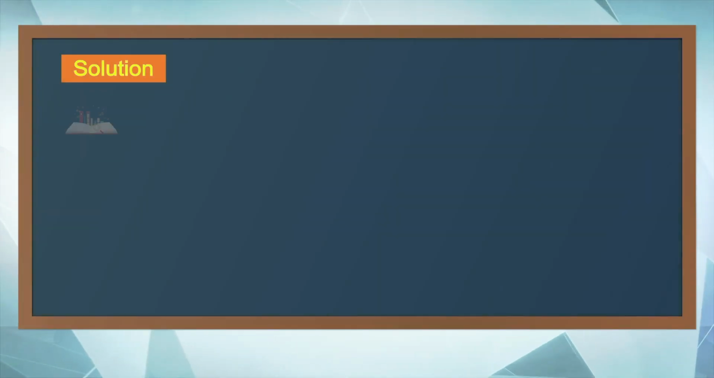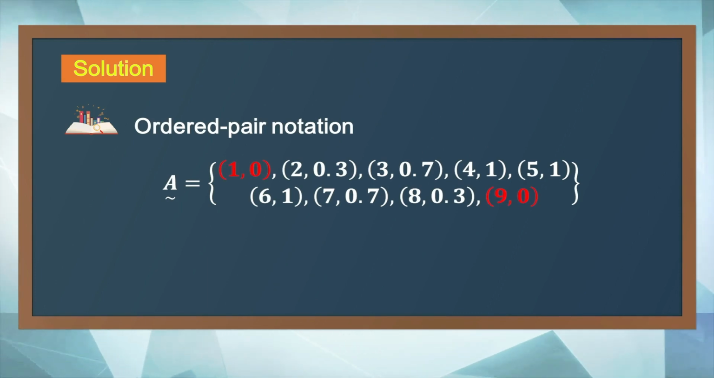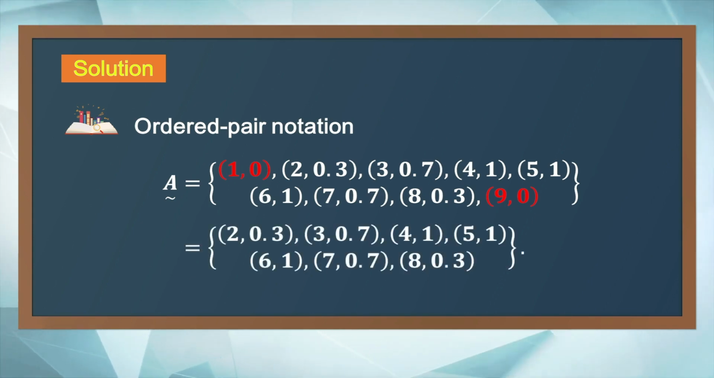Next, ordered pair notation. With the ordered pair notation, the fuzzy set A equals the collection of ordered pairs, such that the first part of the pair is the numbers in the universal set, and the second part is its degree of membership. As the degree of membership of 1 is 0, the degree of membership of 9 is also 0. The first term and the last term on the right could be omitted.